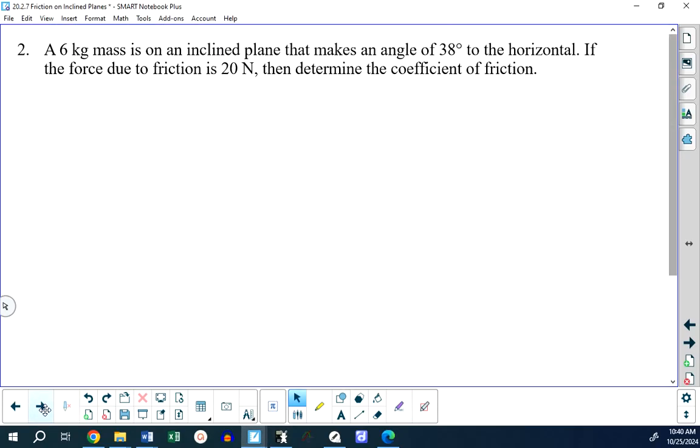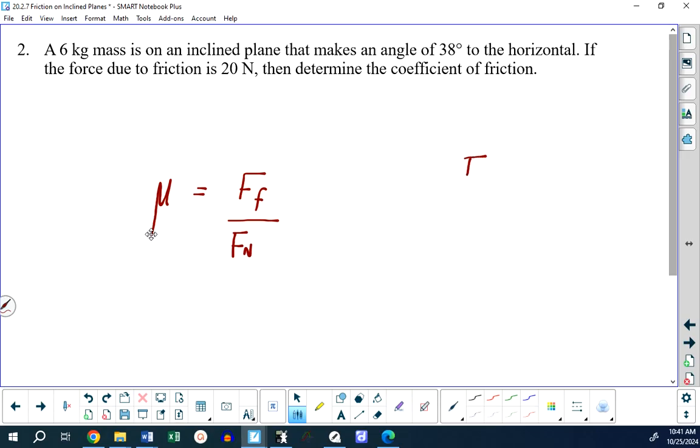Let's try one more. A 6 kilogram mass is on an inclined plane that makes an angle of 38 degrees to the horizontal. The force of friction is 20 newtons. What's the coefficient of friction? Well, the coefficient of friction is the force of friction over the normal force.